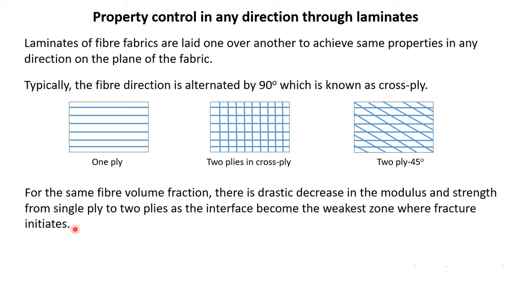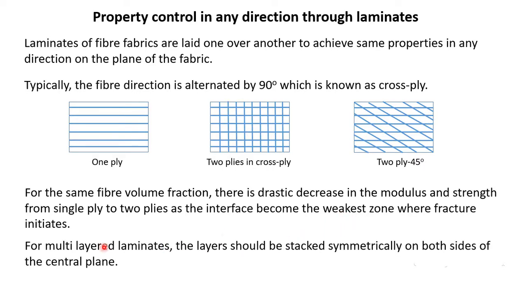So if the composite is single ply, that means all the fibers are oriented in one direction, then it has the maximum strength in this direction, in the longitudinal direction. For 2 ply and more than 2 plies, the interface between adjacent plies will have weakness because of some defects, and therefore the strength properties will go down. For multi-layer laminates, the layers should be stacked symmetrically on both sides of the central plane. On both sides of the central plane, we should stack the laminates in a symmetrical manner with respect to the orientation of the fibers.